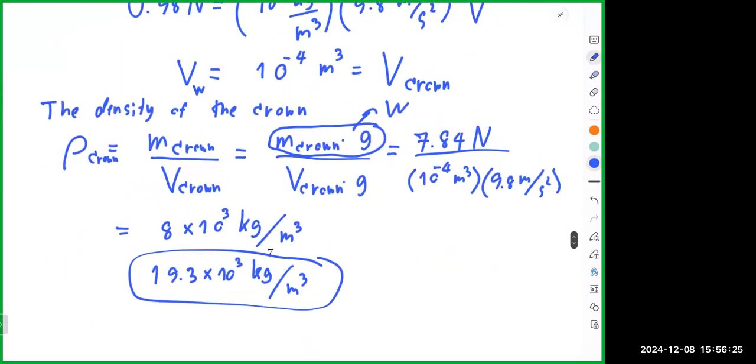didn't use the full gold, just used less than half gold and added something to the crown. That is the reason why the density of the crown is lower than the actual pure gold. So this is what Archimedes told the king, that he was fooled by the crown maker.